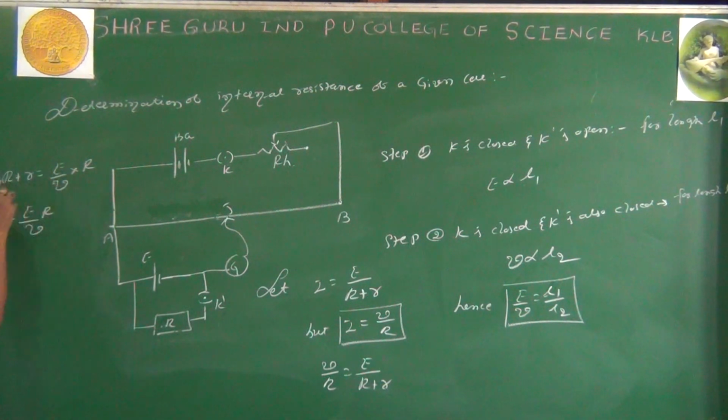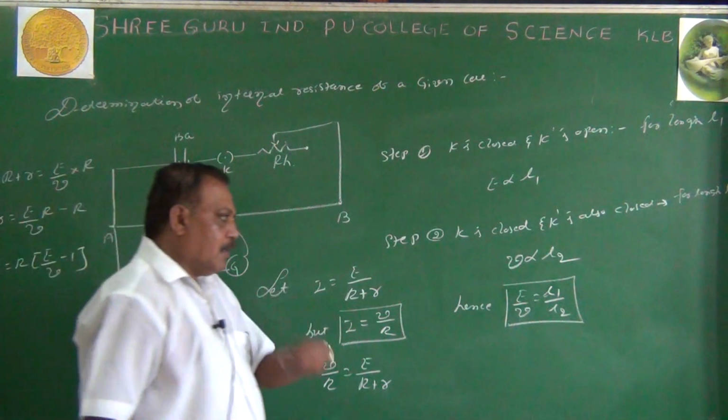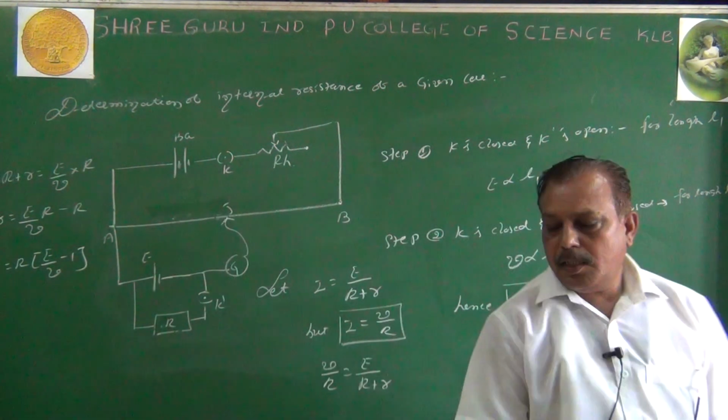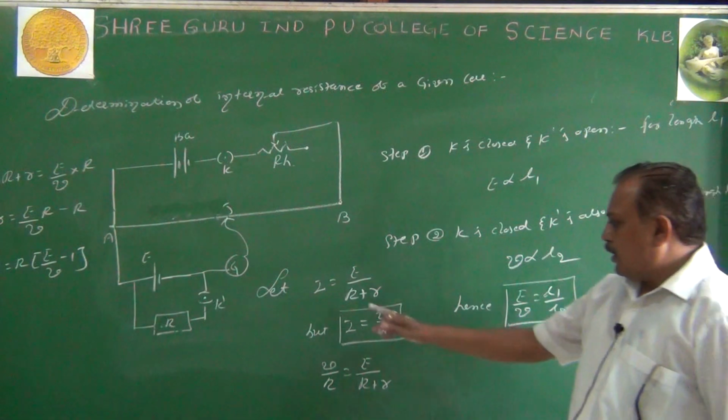If it is going to be shifted, it becomes what? Minus. Then small r equals, shall I take R common? R into E by V minus 1. Just check the equation. There will be no confusion. Just follow the things clearly. Is it clear? I have taken the equation from Ohm's law.